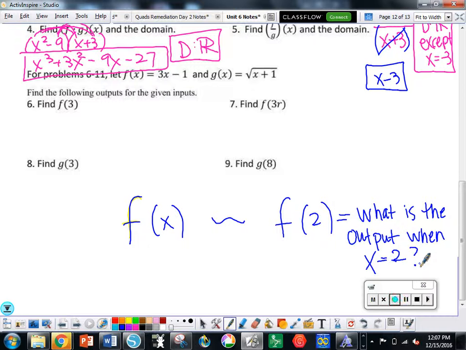Okay, basically this means what is the output when x equals 2? Means if I have the function f of x and x is 2 or x is 3 or x is 8, what would the function be? If I want to find f of 3, I take my f function, and everywhere that there is an x, what do I do? You plug it in. Okay, so 3 times 3 minus 1. Final answer is what? 8. Good. Point.